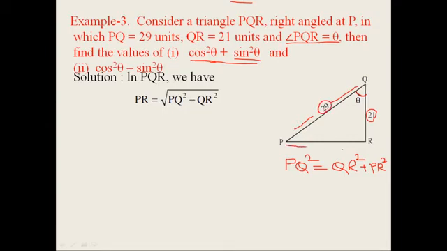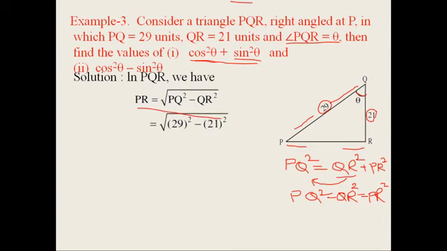To find this value, we have to transpose this QR square to the left side. So what we are getting? PQ square minus QR square is equal to PR square. Right? Now, PR square is equal to PQ square minus QR square. When we take the square root on both sides, we will get PR is equal to under root of PQ square minus QR square.